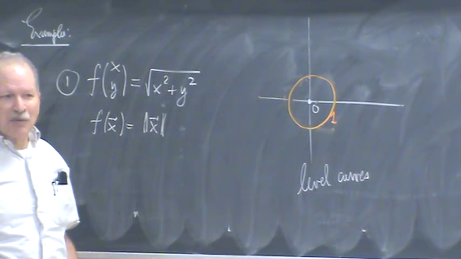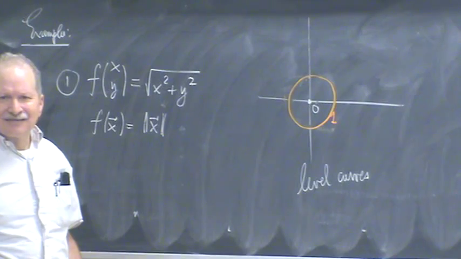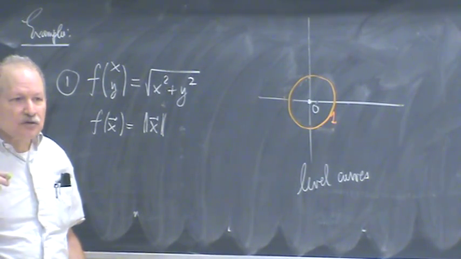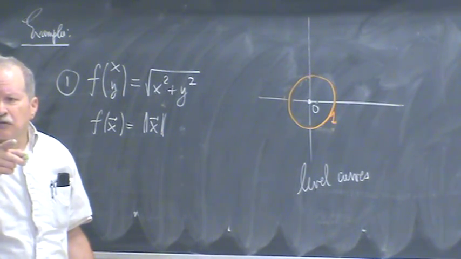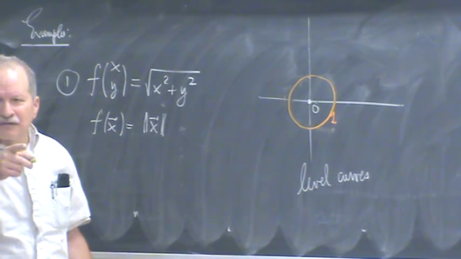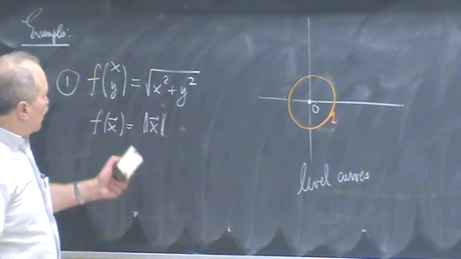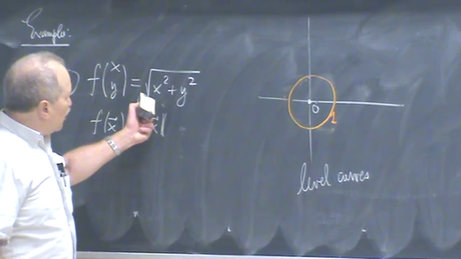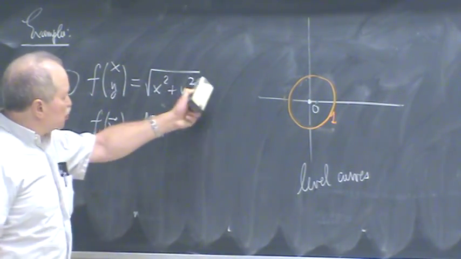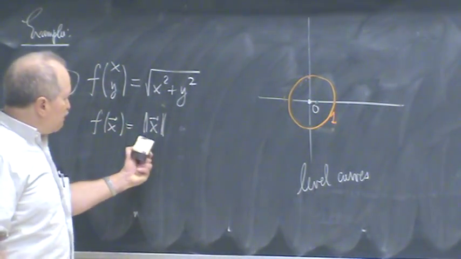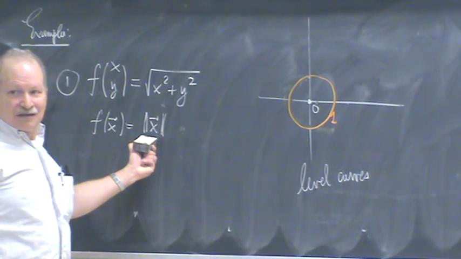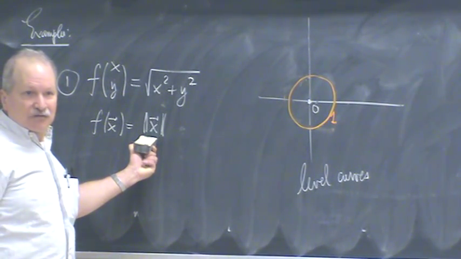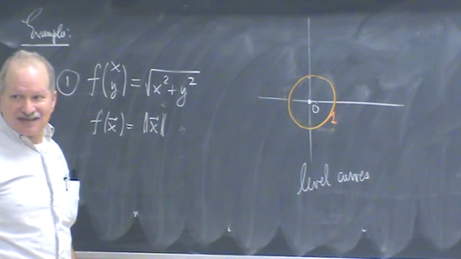A bigger circle. How much bigger? Square root of 2? Did I say square root of 2? Is that correct? Square root of 4 is 2. If f of x, y equals 2, what does that say the magnitude of x is? 2. So it's a circle of radius 2.